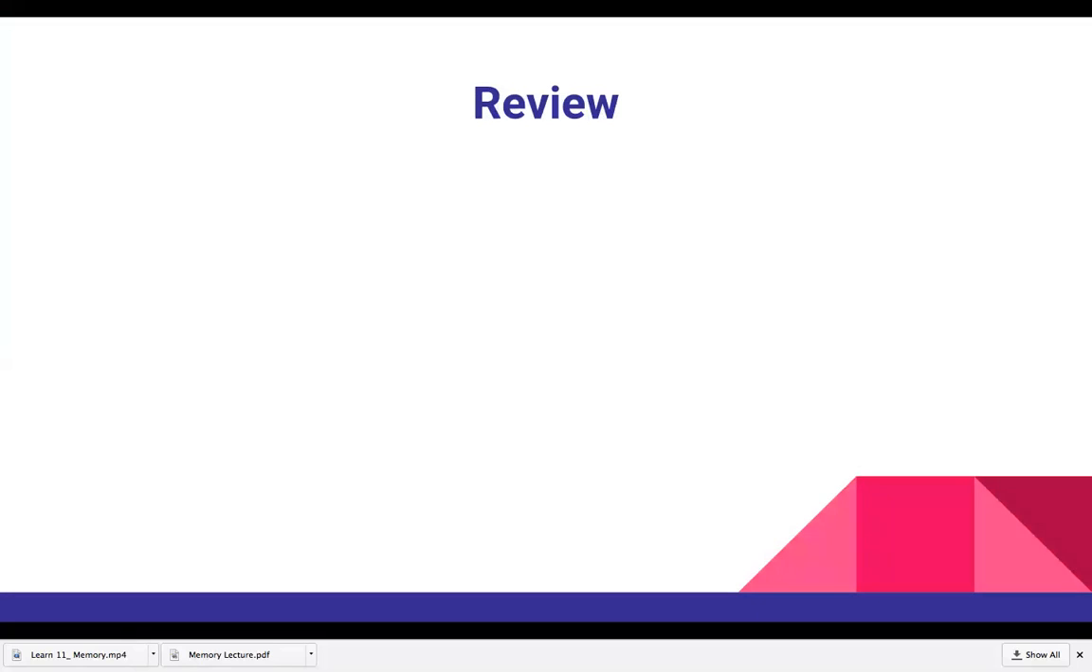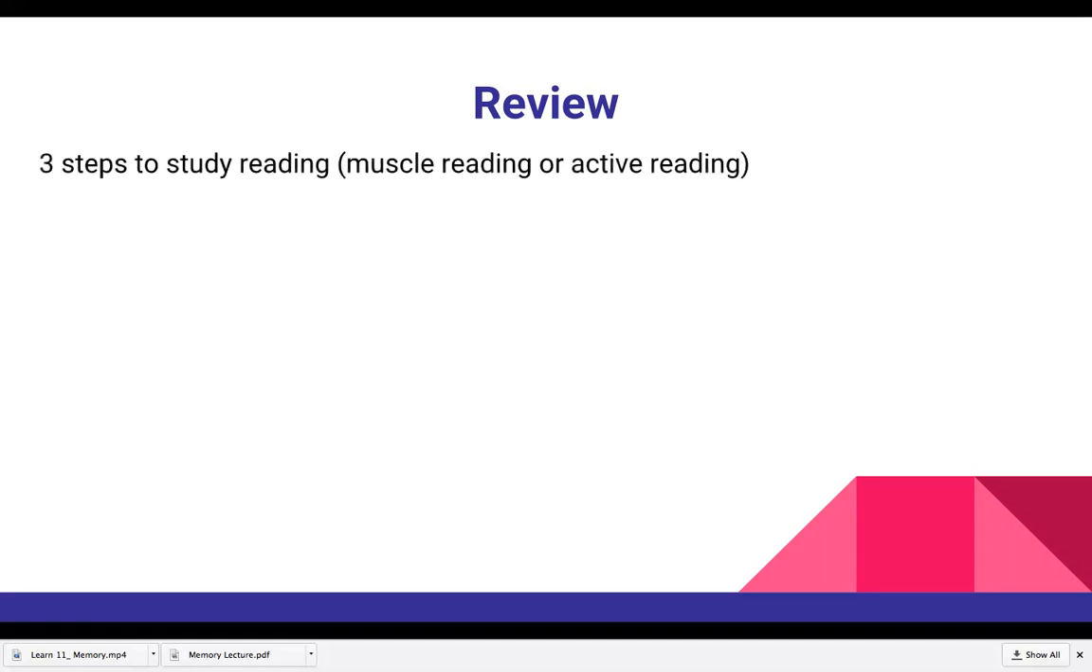Okay, so to review, in our previous lecture for study reading, we talked about the 3 steps of muscle reading. Okay, and from there we discussed THIEVES. Now remember that THIEVES is an acronym for a method for previewing. Okay, so we use THIEVES to remind us of what we're looking at when we preview a reading.